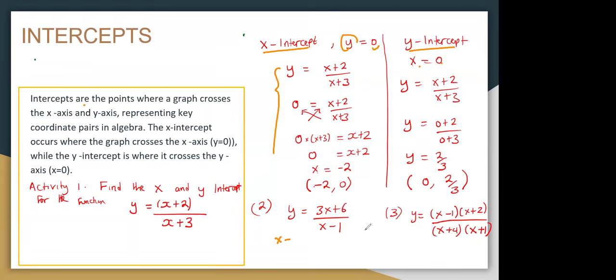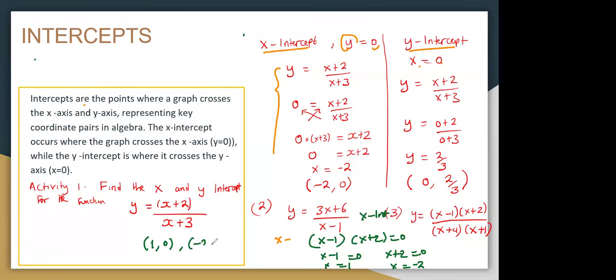Remember, for the x-intercept, our y will be 0. So there we have x minus 1, x plus 2 is equal to 0. This is for the x-intercept. And therefore your x minus 1 will equal 0, x plus 2 will equal 0. So your x will equal 1, your x will equal negative 2. Meaning your coordinates will be 1, 0, and negative 2, 0. So that one is very fine.